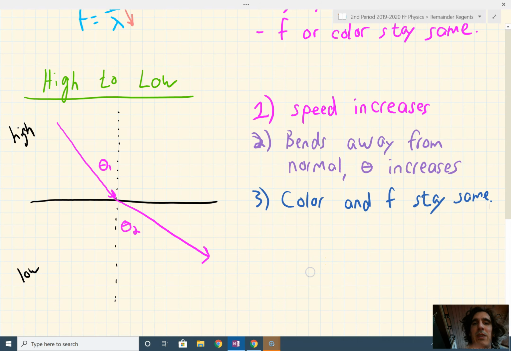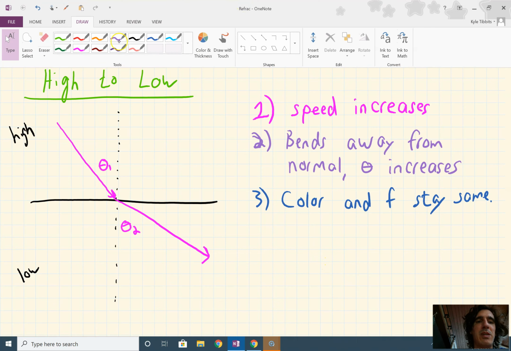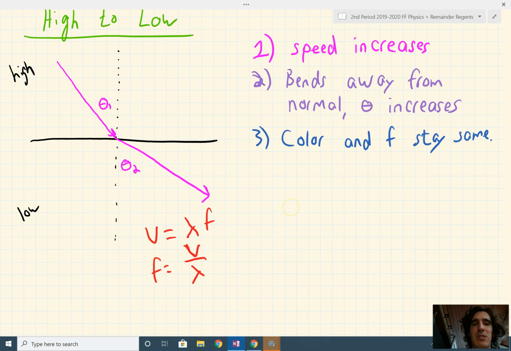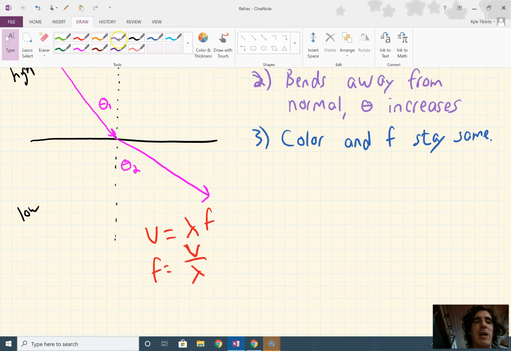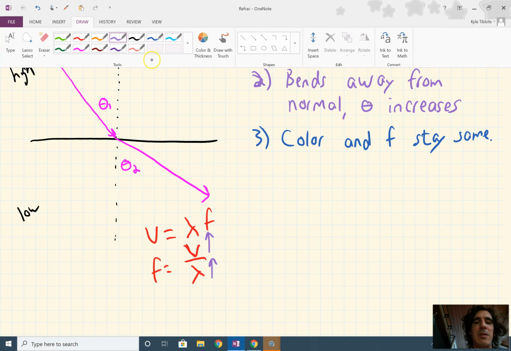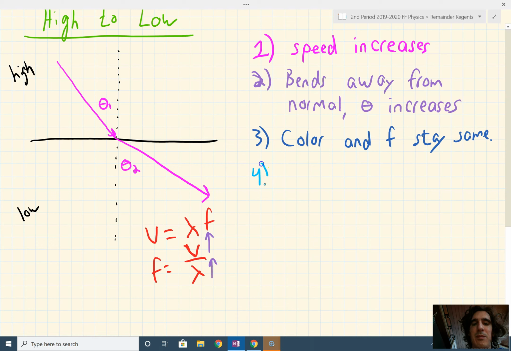And again, treat it as a wave. We have v equals lambda f. If we isolate the frequency, that's the velocity over the wavelength. In this case, the speed increases. So in order to keep f constant, the wavelength also has to increase. So the fourth thing we could say is that the wavelength increases.